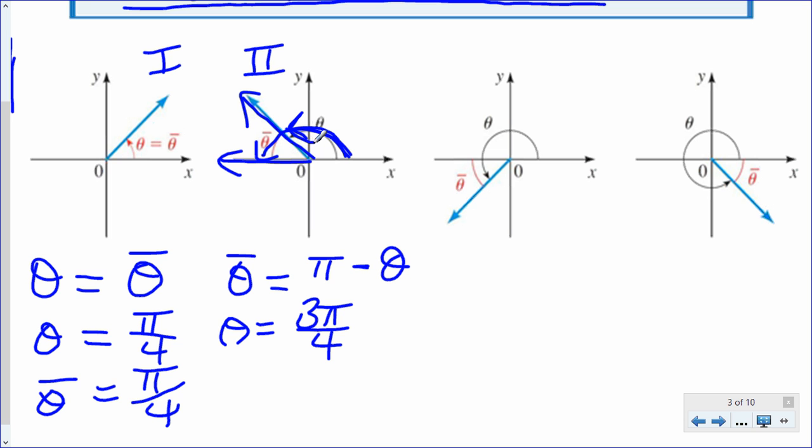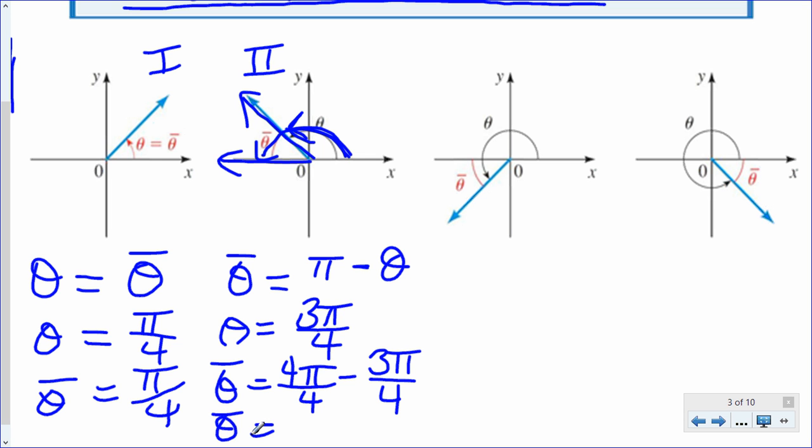Okay, so let's go back to our example. If theta is 3 pi over 4, then the reference angle is pi minus 3 pi over 4. But of course, we're subtracting fractions, so we need a common denominator. So we'll just make this 4 pi over 4. And then we just subtract our numerators, and notice 4 pi minus 3 pi is 1 pi over 4. Okay.